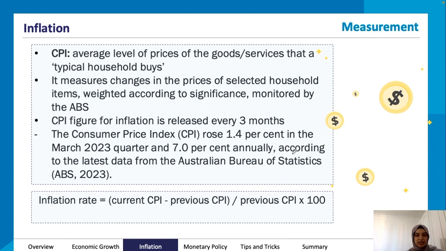The CPI, so Consumer Price Index, rose 1.4% in the March quarter and 7% annually, according to the latest data from the ABS. So sometimes petrol won't be included in the CPI, sometimes it will, it just depends on what CPI basket you're looking at. But household items as well, like groceries, things like that, are all included. Inflation rate is the current CPI minus the previous CPI, divided by the previous CPI, and then you want to times by 100 to get the percentage rate. So this is a formula that you need to know for your exam. So I would highly recommend that you memorize that one.